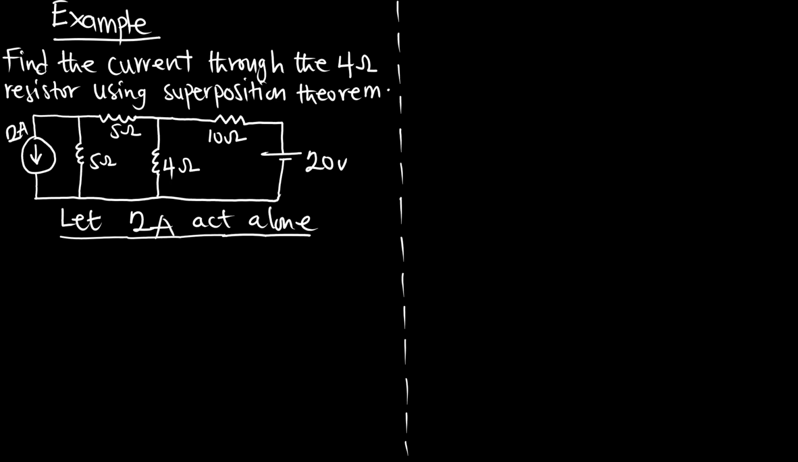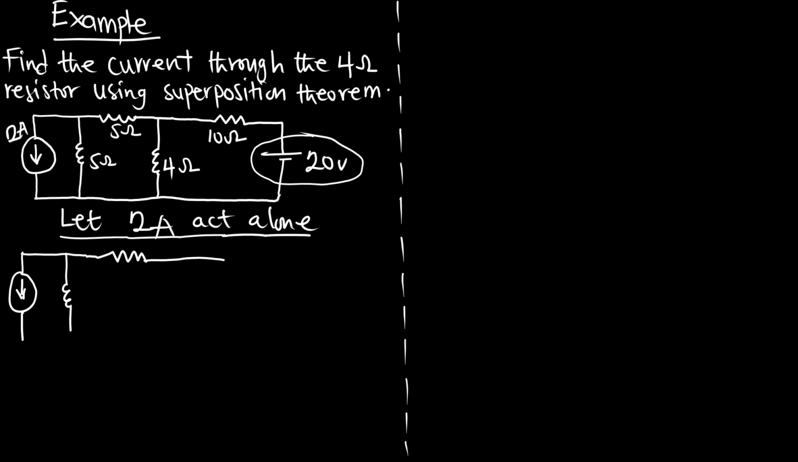So let's redraw the diagram and see how it is going to be. In that way, we are going to short circuit the voltage source. So this is going to be our diagram. We have our 5 ohm resistor. This is going to be the other resistor. So this is how our diagram is going to be without the voltage source.